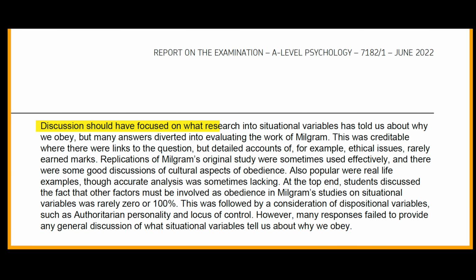The AO3 part is a little trickier. This is because it says discuss what situational variables tell us about why we obey. At this point, it's worth reading the examiner's report on this question. It stated, discussion should have focused on what research into situational variables has told us about why we obey, but many answers diverted into evaluating the work of Milgram. This was creditable where there were links to the question, but detailed accounts of, for example, ethical issues rarely earned marks. This is a good example of answering the question set rather than the question you want to answer.